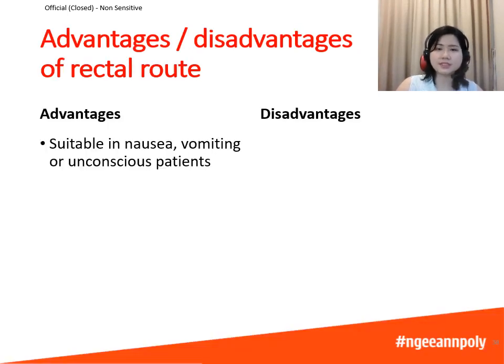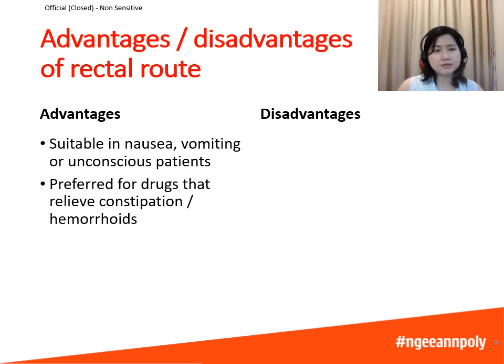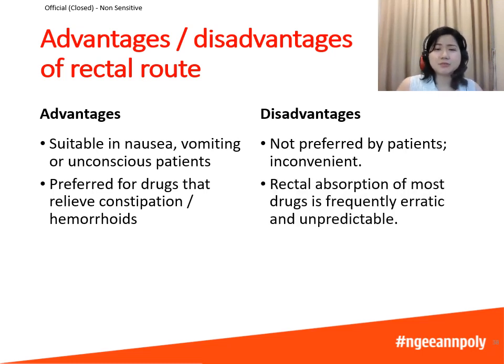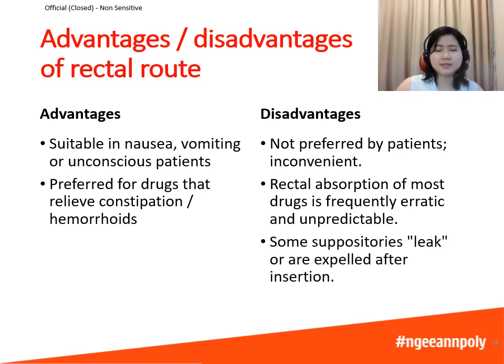The rectal route is useful when patients have nausea and vomiting or are unconscious. The rectal route is also preferred for drugs that relieve constipation or drugs for hemorrhoids. However, the rectal route is not preferred by patients because it is inconvenient. The rectal absorption of most drugs is also frequently erratic and unpredictable. It may also be difficult to keep the suppository in place as it might leak out or be expelled after insertion.